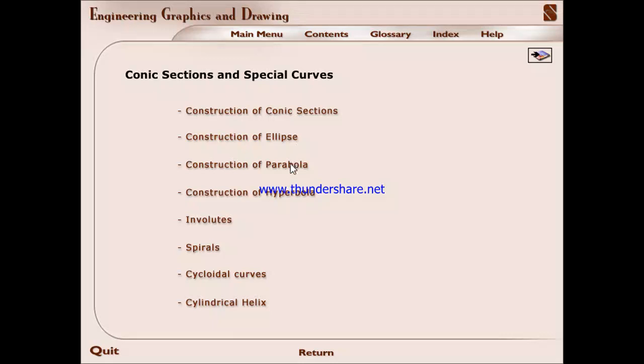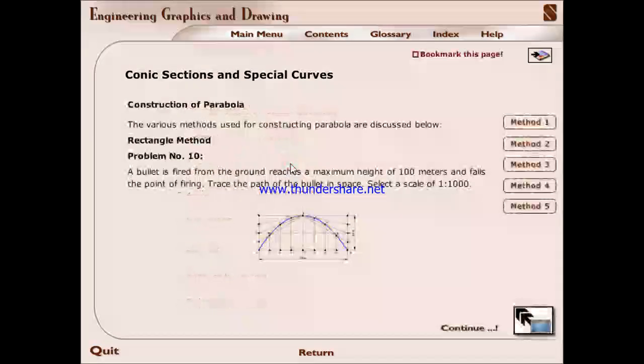In this, what methods are available and what are the methods in your syllabus, you will learn by practice. Now let us start with the first one, construction of parabola. The various methods used for construction of parabola are discussed below. Rectangle method. There are 5 methods.